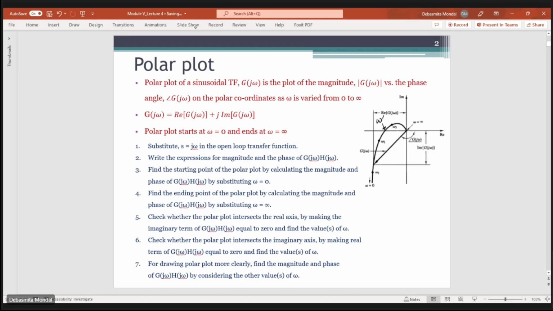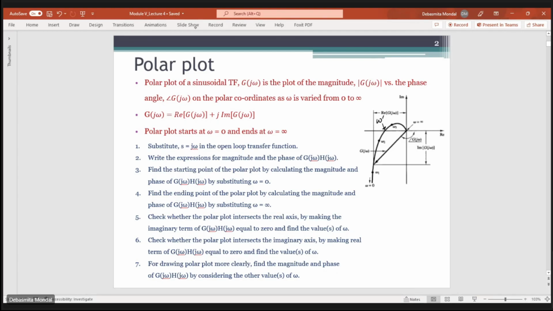So in order to find the value of omega at which the polar plot intersects the real axis, you have to equate the imaginary part to 0, and from there you can find the value of omega at this point. Once you know the value of omega at this point, you can simply put that value in the real part, and the real part of the given transfer function at this omega dash can be found.